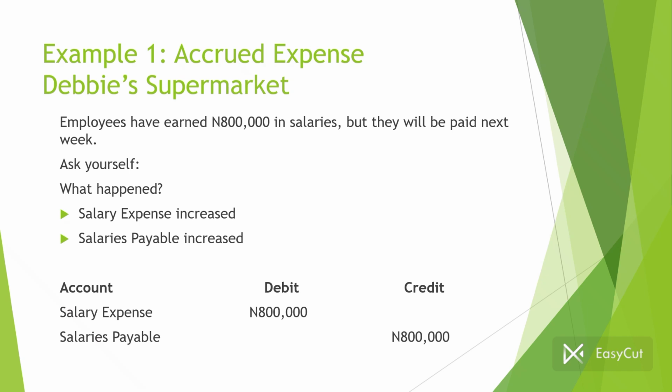Now ask yourself, what just happened? Salary expense increased, and salary payable also increased, because although the expense has already been incurred, it has not been paid, so it is a payable. We are owing. This is the treatment: you debit salary expense with the amount and you credit salaries payable with the same amount. Remember, expenses increase on the debit side while liabilities increase on the credit side.